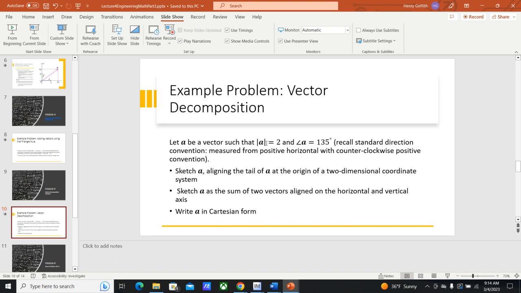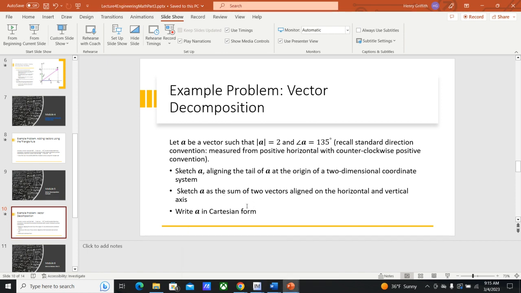So we're given a vector A. It has a magnitude of 2 and an angle of 135 degrees. For the first thing we want to do, we want to sketch it with its tail at the origin, like we typically do. Then we want to drop perpendiculars in order to show it written as the sum of a vector purely along the x-axis or the horizontal axis and purely along the y or vertical axis. And then we want to write it in Cartesian form.